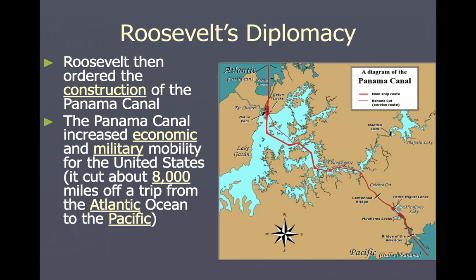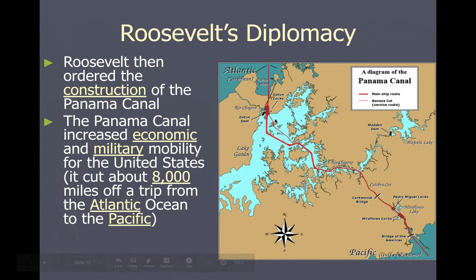So Roosevelt ordered the construction of the Panama Canal, and it increased economic and military mobility for the U.S., and it cuts about 8,000 miles off of a trip from the Atlantic to the Pacific. Because before the canal, you would have to go all the way around South America to get from the Atlantic to the Pacific.